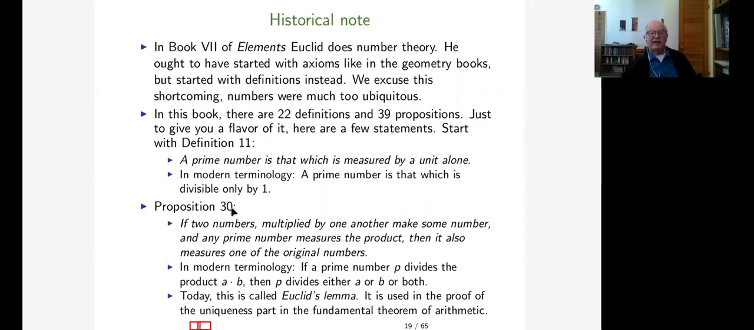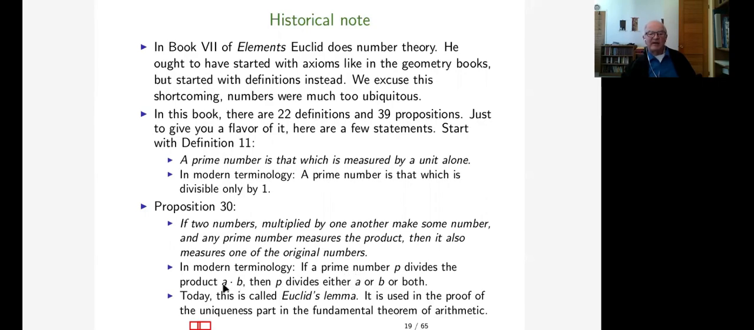And then in proposition 30, he says, if two numbers multiplied by one another make some number, and any prime number measures the product, then it also measures one of the original numbers. In modern terminology, much simpler to understand, if a prime number P divides the product A times B, then P divides either A or B, or possibly both.